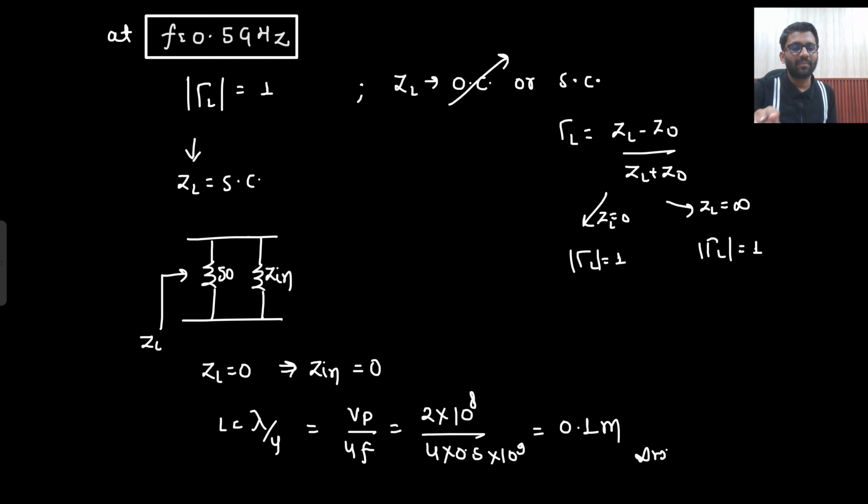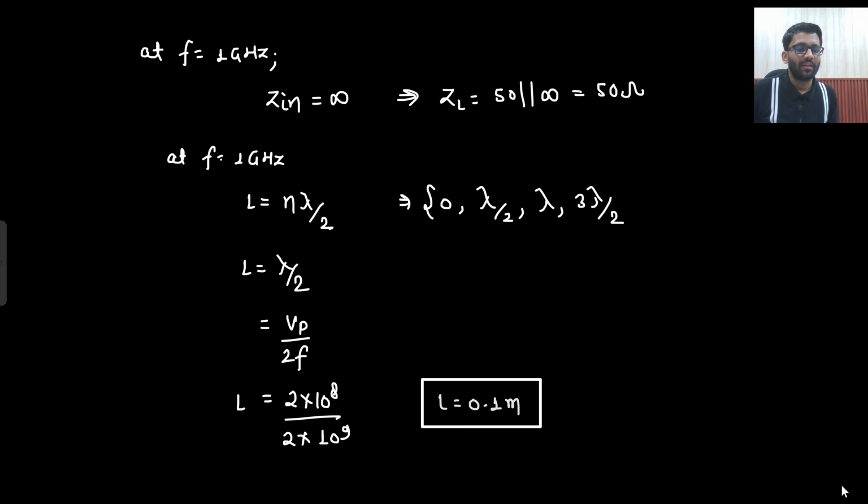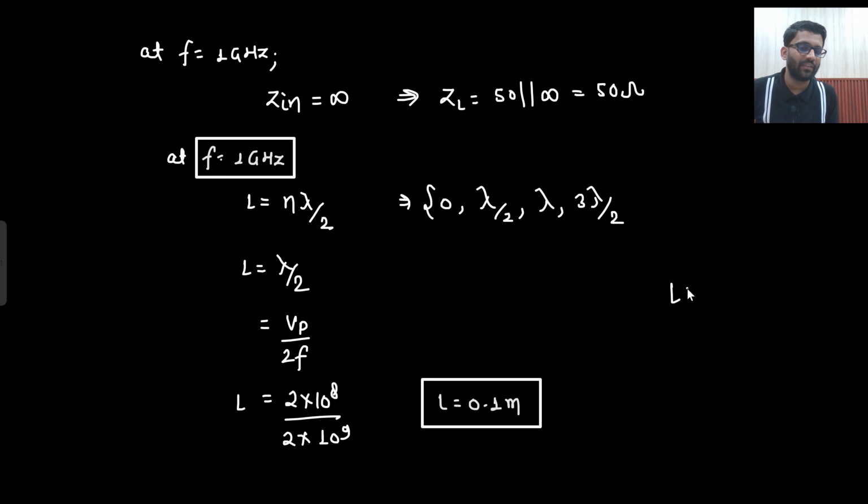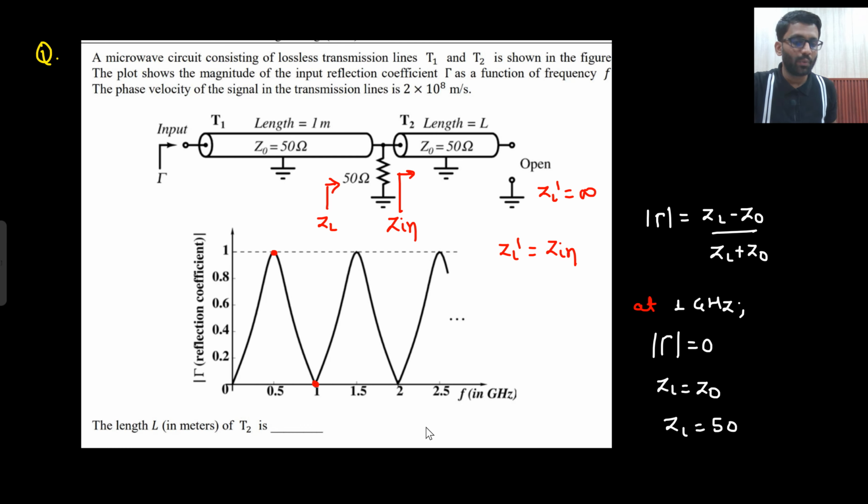So you cannot say, sir, my length will be lambda by 2. Your length will be lambda by 2, but with respect to 1 gigahertz frequency. My length will be lambda by 4, but with respect to 0.5 gigahertz frequency. My length will be lambda, but with respect to 2 gigahertz frequency.